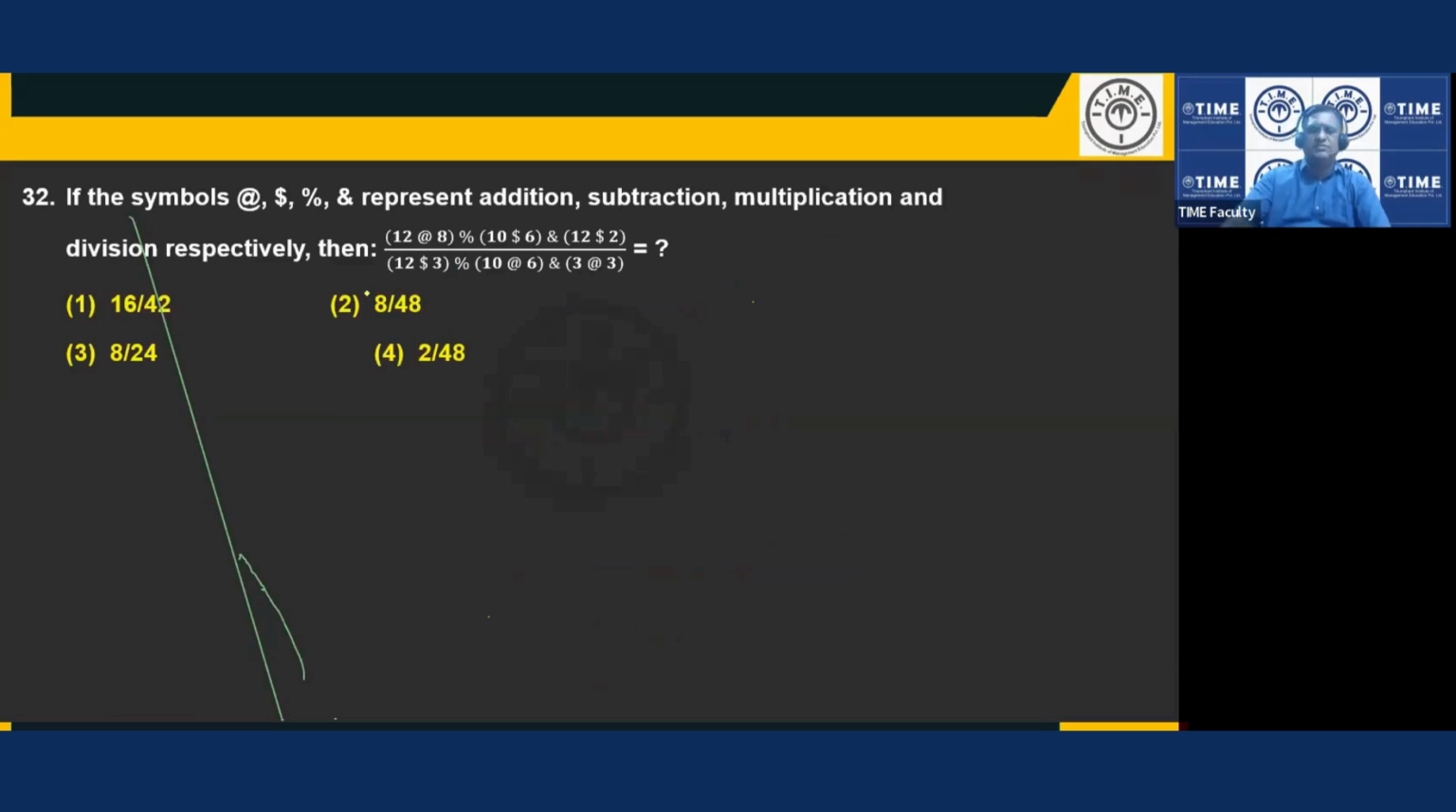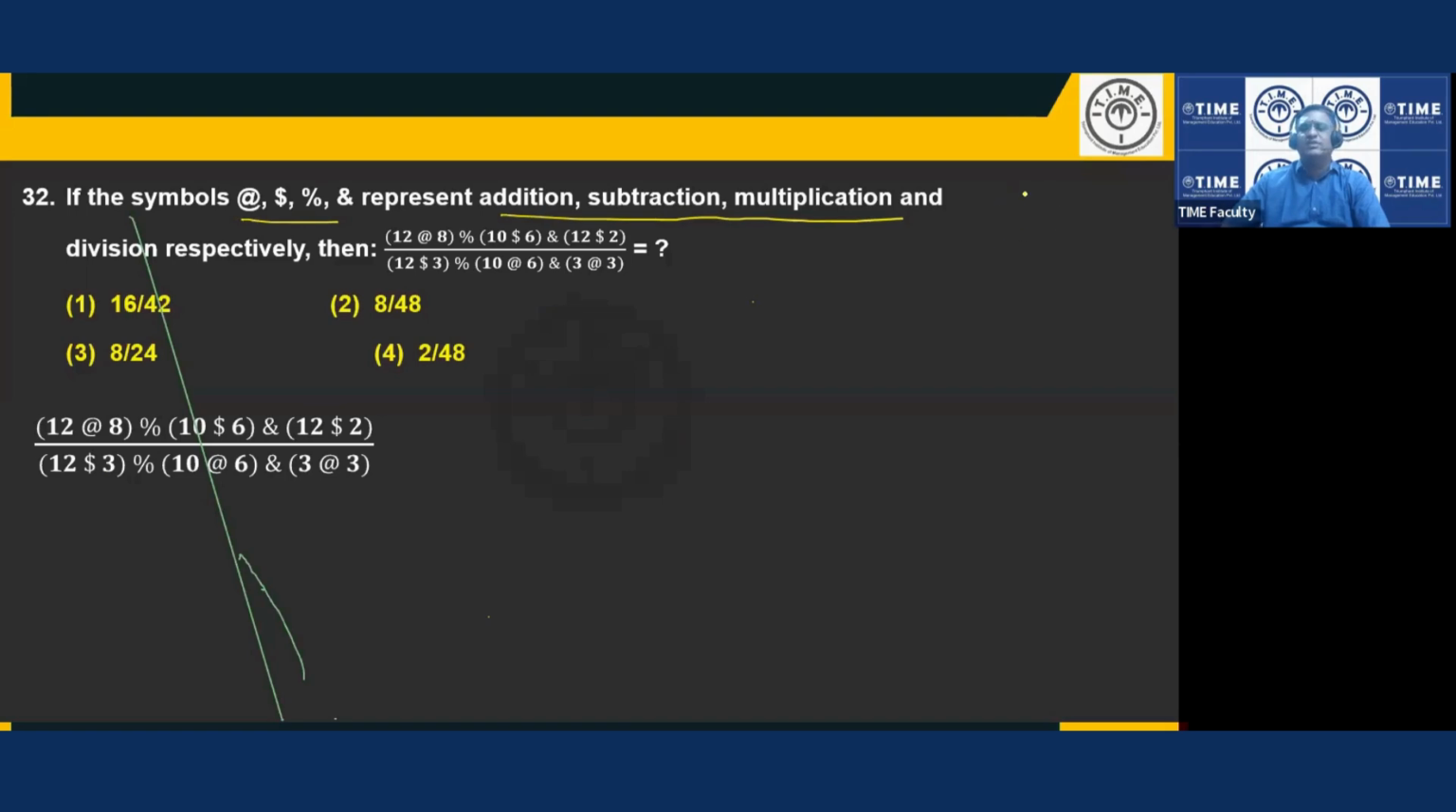Next, the symbols at the rate, dollar, percentage and the division symbol represent addition, subtraction, multiplication and division. That means at the rate is addition, dollar is subtraction, percent is multiplication, and the last symbol is division. Now calculate these equations. I'll give you 30 seconds, please. Only 30 seconds for this. Anybody?